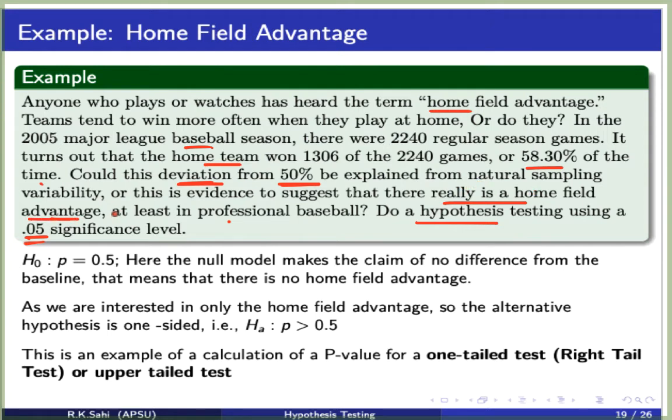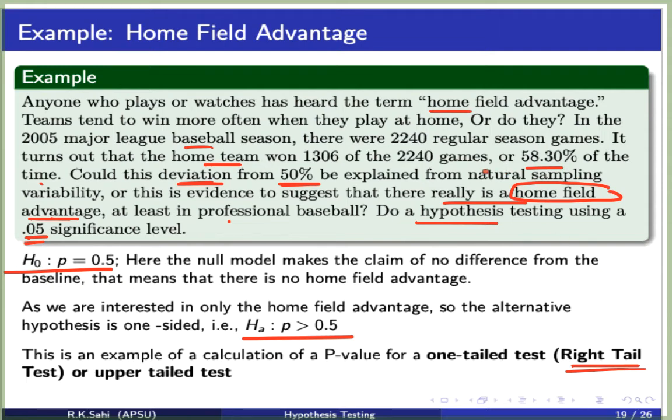That means we're going to have a greater than. When you have a home field advantage, that means you're going to win more than 50% of the time. That gives the answer: this is the alternative hypothesis. Once we get the right alternative hypothesis, the null hypothesis is just putting an equal sign there. Now, clearly, when the alternative hypothesis has a greater than symbol, that means we are going to have a right-tailed test. And then we have to check that the assumptions are true.